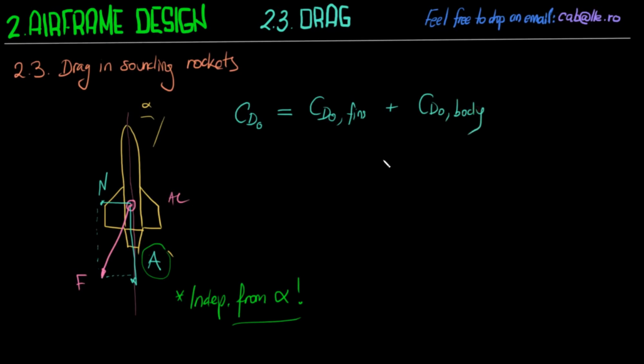I consider the body to be from the nose to the cylindrical section and the boat tail. In other literature, maybe you'll find it split up, so just keep that in mind. And then drag is due to 3 different, let's say, independent mechanisms. So we have friction drag.